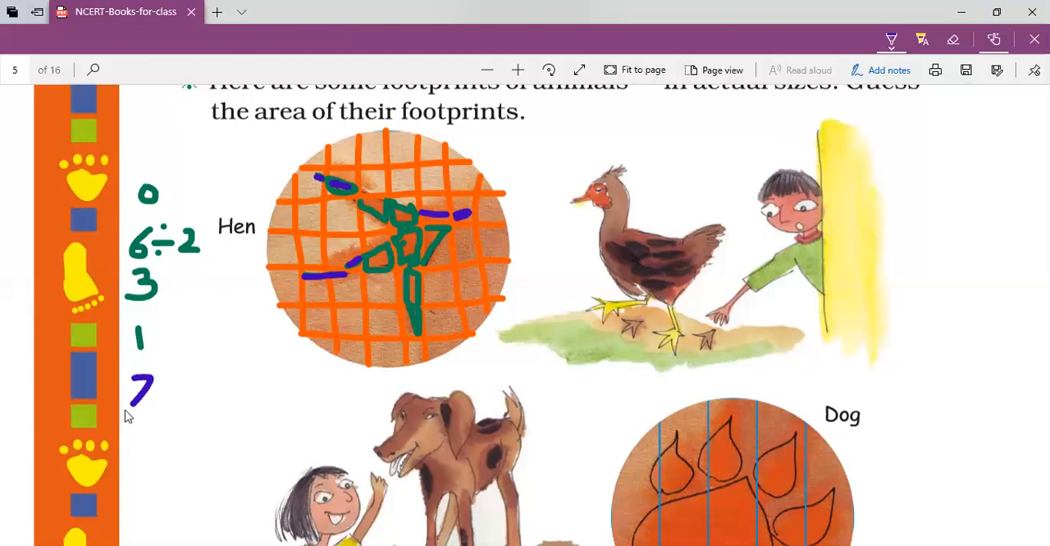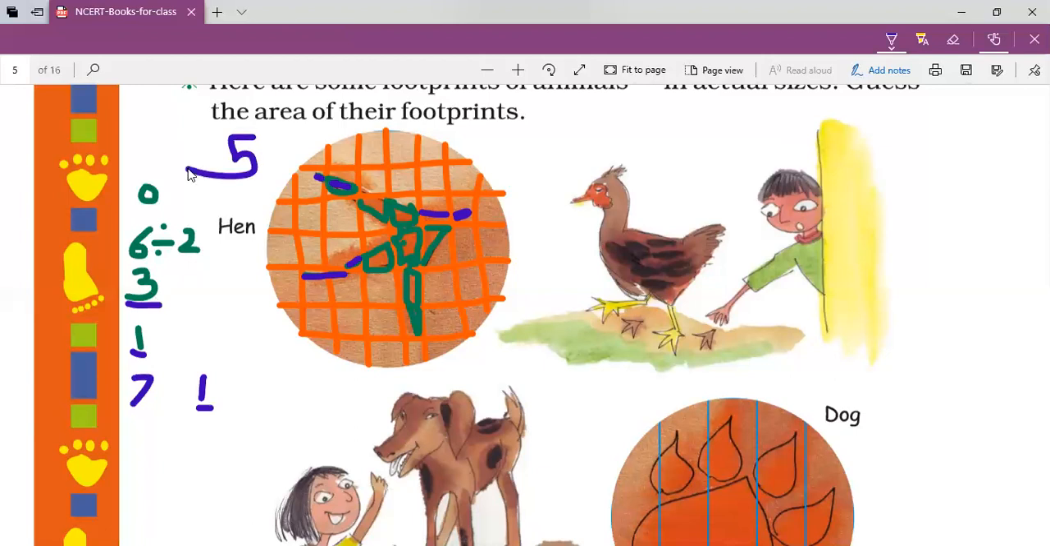One square will be enough for this, because a little part of the foot is coming on each and every square. So 1 we will consider. So this is 3 first, then 1, and in more than half we have got only 1. More than half means a little bit more, so we'll consider it as 1 only. So what will the answer be? How many squares will we get? 3, 4, and 5. So the area of their footprint will be 5. Understood how to find it?